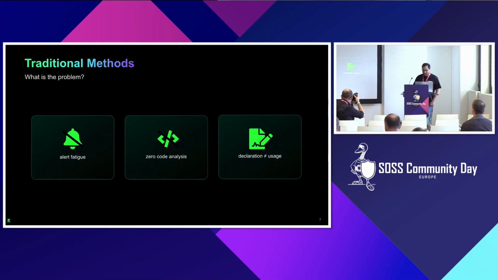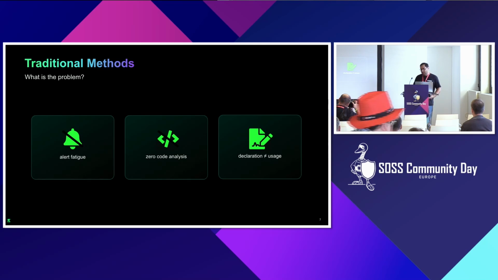Yeah, so a little bit of the problem, right? One thing is alert fatigue. When you have a lot of findings, you have to deal with all of them. And I think the other frustrating point is that a lot of these approaches do not have any code analysis, so you don't know exactly how you're using a particular library, whether the library is even included in your project or not. It could just be declared, right.